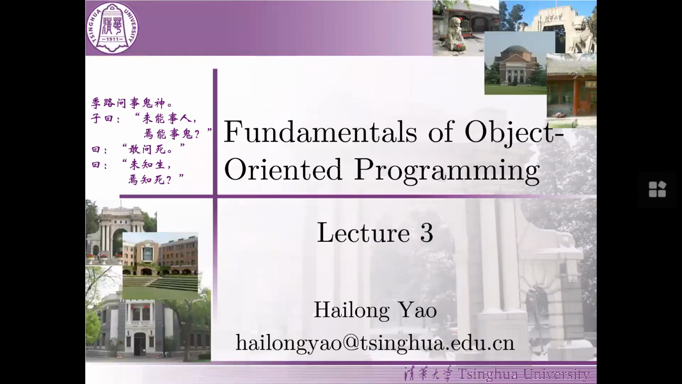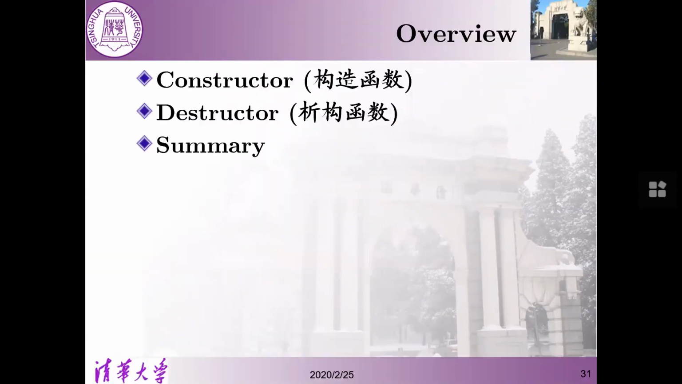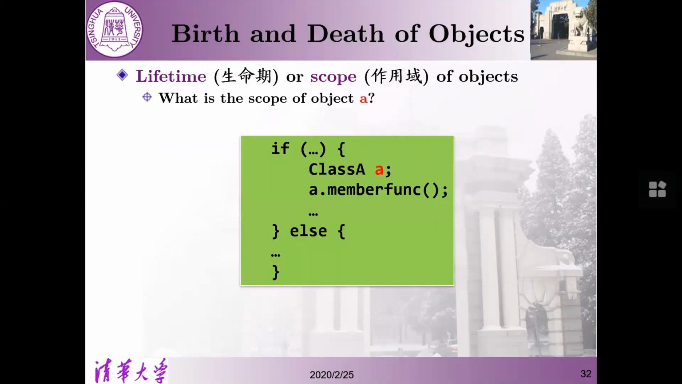Then this is for lecture 2. Now we learn lecture 3. So in lecture 3, we mainly learn constructor and destructor. Here's a question: what is the scope of object A? If you want to know the scope of the object, you first need to know where it is defined, right?